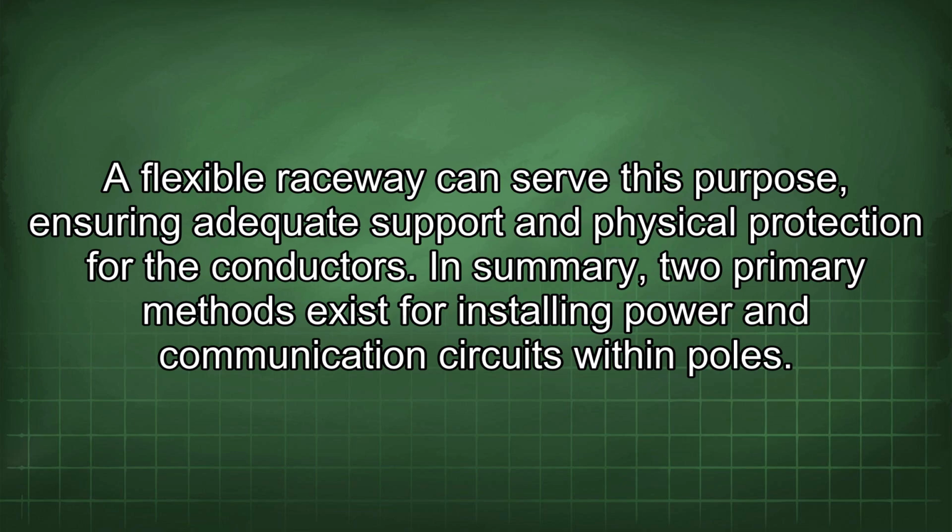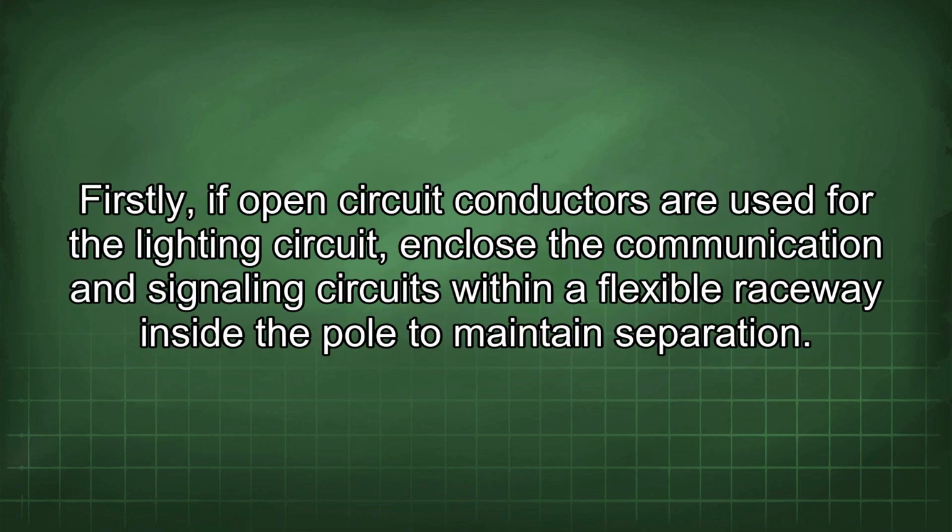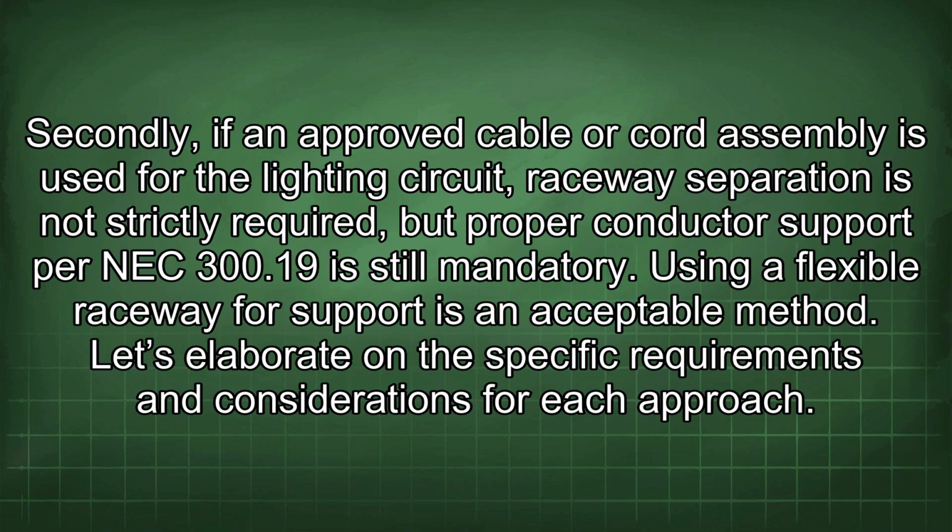In summary, two primary methods exist for installing power and communication circuits within poles. Firstly, if open-circuit conductors are used for the lighting circuit, enclose the communication and signaling circuits within a flexible raceway inside the pole to maintain separation. Secondly, if an approved cable or cord assembly is used for the lighting circuit, raceway separation is not strictly required, but proper conductor support per NEC 300.19 is still mandatory. Using a flexible raceway for support is an acceptable method. Let's elaborate on the specific requirements and considerations for each approach.